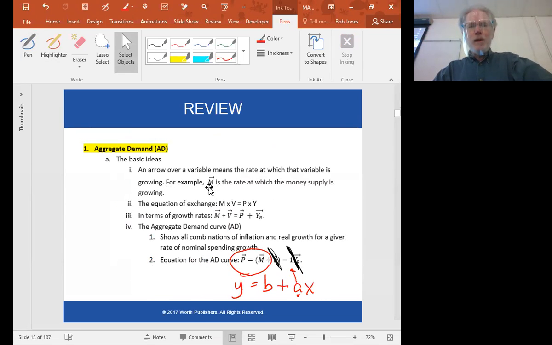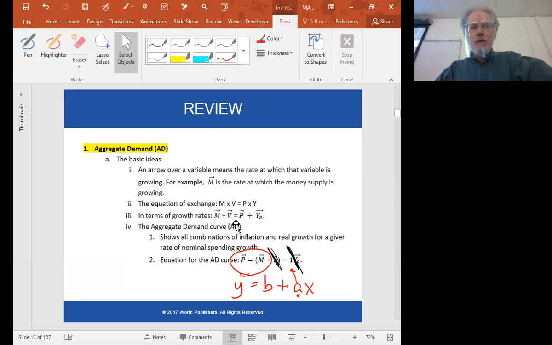Remember, don't be thrown by the arrow, and sometimes it's hard to tell that it's supposed to be an arrow there. It just means the growth rate of whatever is below the arrow. We've said that the equation for aggregate demand is that the inflation rate is just the sum of the growth rate of the money supply plus the growth rate of velocity minus the growth rate of real output. Where did that come from?